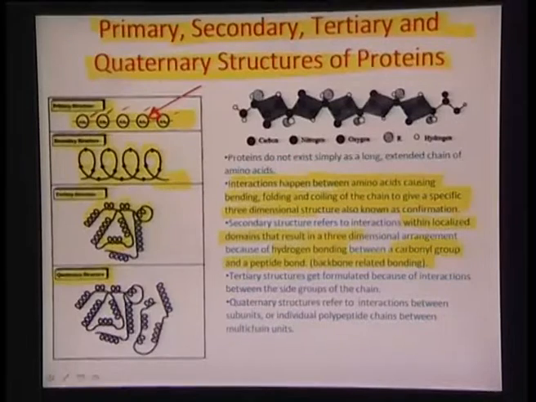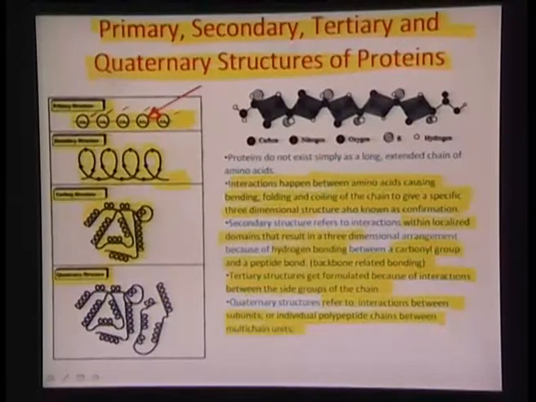So there are interactions which are beyond the local domain, but they are essentially confined to the same molecule. There is only one single molecule, and there are interactions between different domains of the molecule rather than just adjacent interactions as were happening in the secondary structure here. So this is what the tertiary structure of a protein is, formed because of interactions between side groups of the chain in different regions of the same molecule.